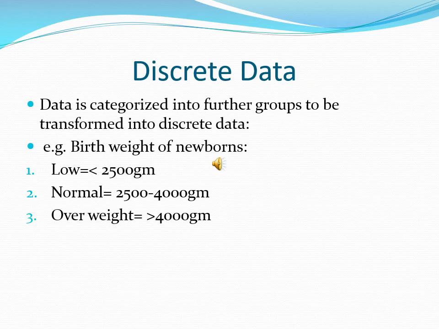The other type of quantitative data is discrete data, in which the data is transformed into different groups, such as birth weight of infants. A low birth weight is marked if it is less than 2500 grams. It is labeled as normal if the birth weight is 2500 to 4000 grams, and it is overweight if the weight is more than 4000 grams.